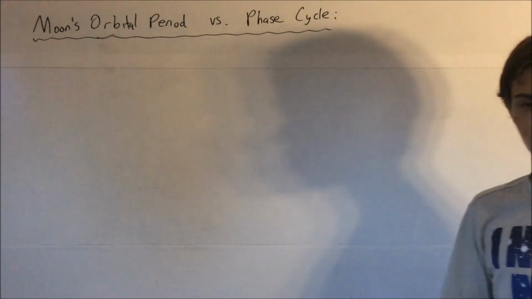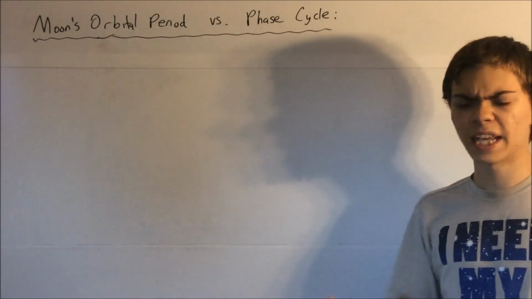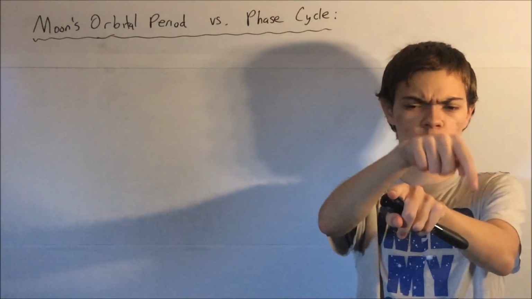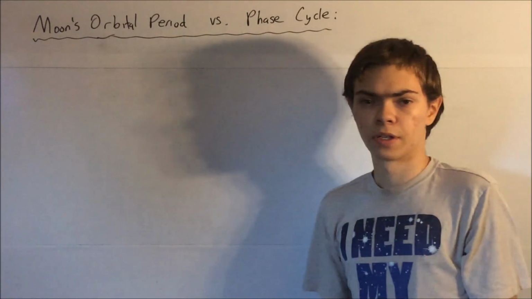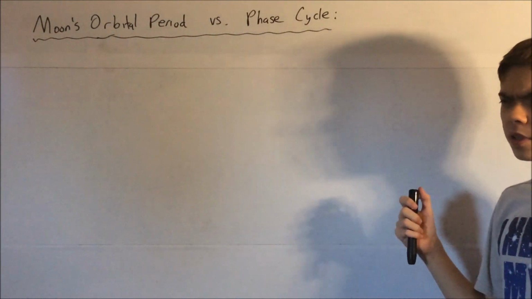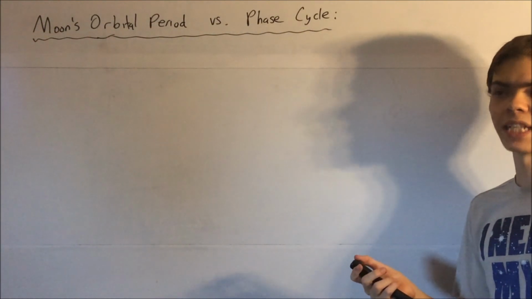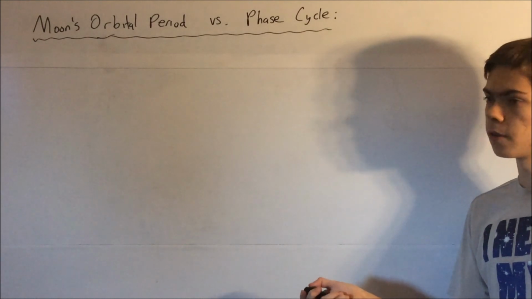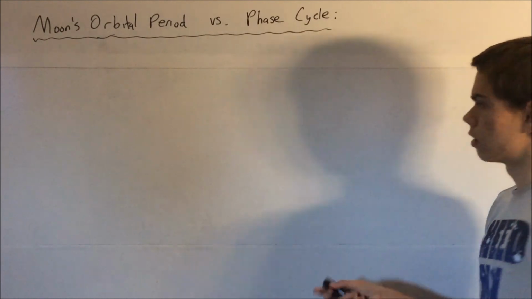The orbital period of the moon is the time it takes for the moon to complete a full 360-degree orbit around the Earth. So, is that the same time period as it takes for the moon to complete the phase cycle? Well, let's see.